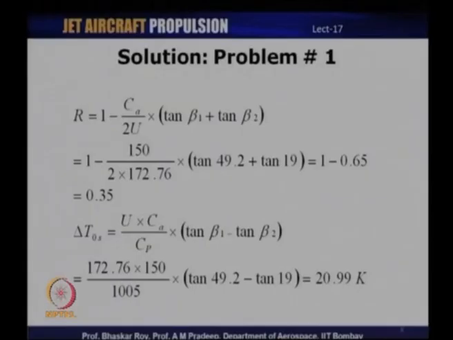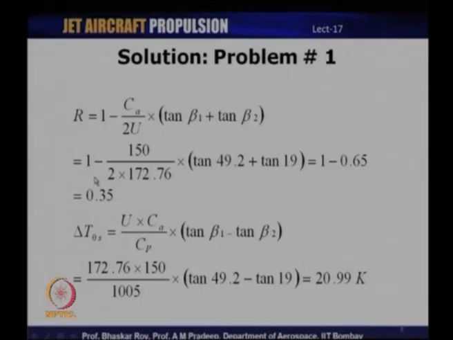So, the degree of reaction, R as we have defined, is equal to 1 minus Ca by 2U into tan beta 1 plus tan beta 2. We have already derived this equation in our earlier lecture. If you substitute all the values, because all these parameters are known, we have 1 minus Ca, which is 150, divided by 2U, that is 2 into 172.76, multiplied by tan beta 1, that is tan 49.2, plus tan beta 2, that is tan 19. So, this comes out to be 1 minus 0.65, that is 0.35. This is the degree of reaction for this particular rotor.